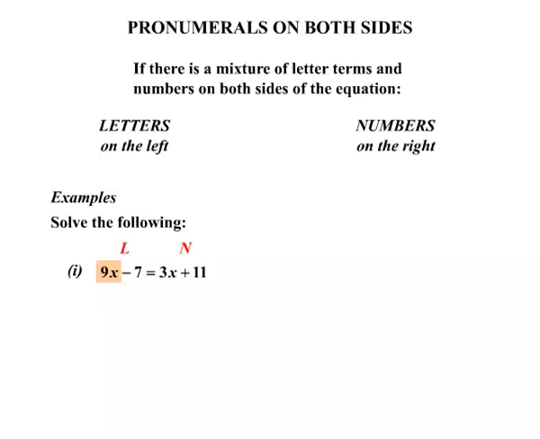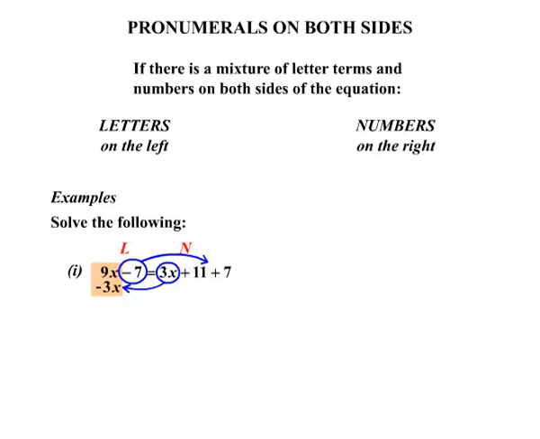So we have our letter term there, 9x. We're going to leave that there. That's fine. The negative 7 though, the minus 7, is our number term. We want to move that to the right. So when we move that, the minus 7 becomes positive 7. Change side, change the sign. So we can see that we have our numbers there on the right, the 11 plus the 7. However, we need to get rid of that 3x, the letter term. Bring that to the left-hand side. So the positive 3x becomes minus 3x when we change the side.